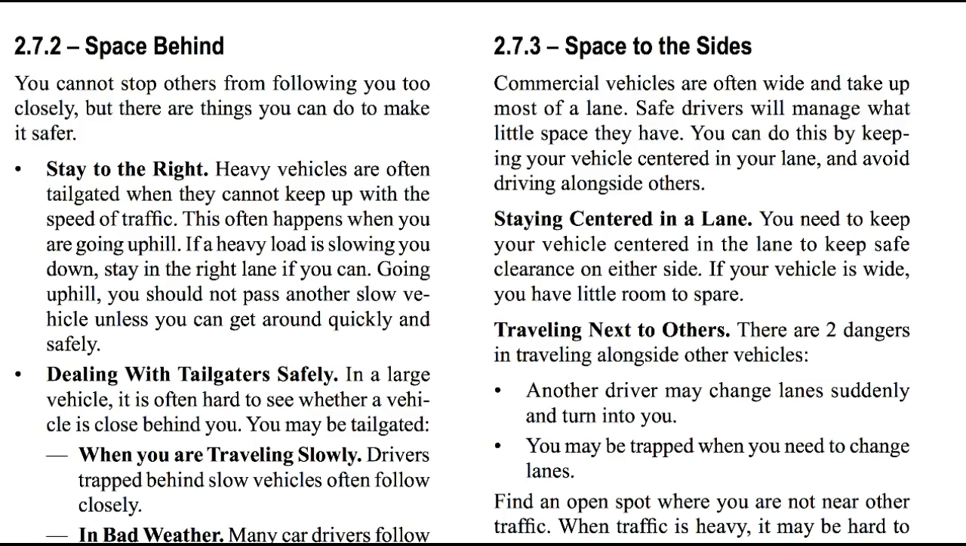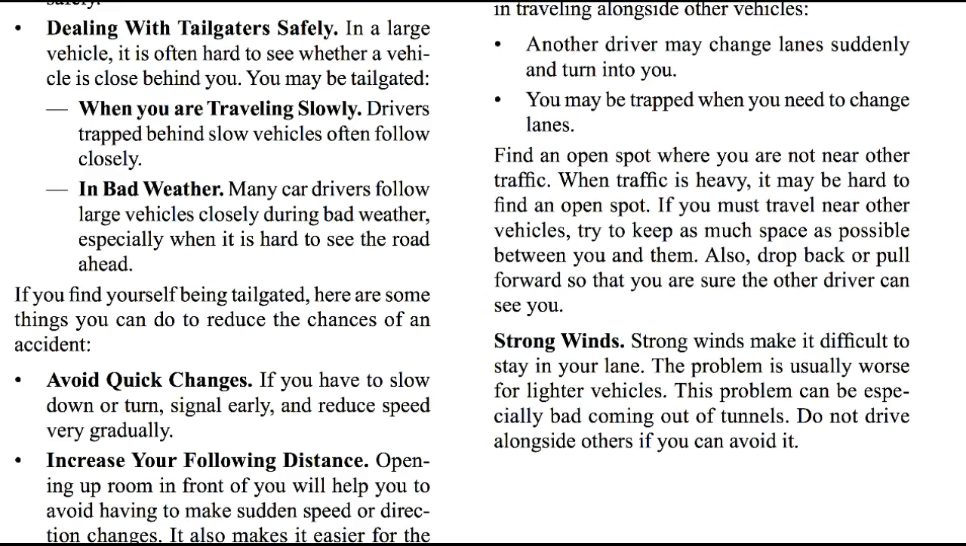Space behind. You cannot stop others from following too closely, but there are things you can do to make it safer. Stay to the right. Heavy vehicles are often tailgated when they cannot keep up with the speed of traffic. This often happens when you are going uphill. If a heavy load is slowing you down, stay in the right lane if you can. Going uphill, you should not pass another slow vehicle unless you can get around quickly and safely.